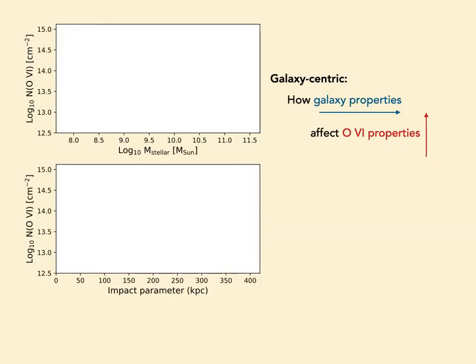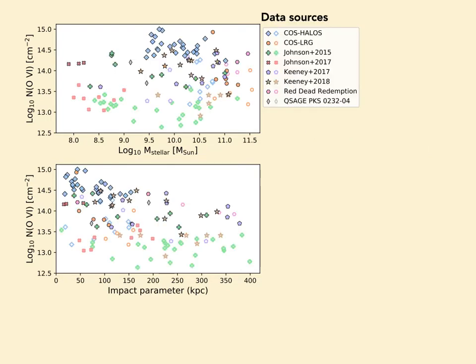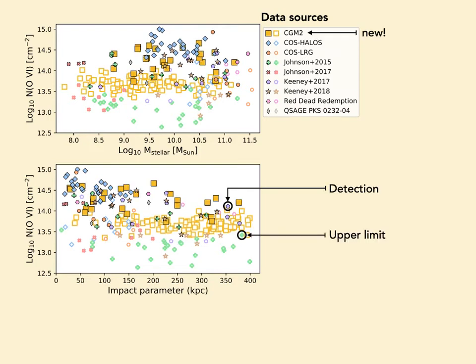This study is galaxy-centric. We want to know how host galaxy properties affect O6 properties. To enable this study, we combine data from the literature with our new CGM Squared measurements. This gives us a large sample covering a broad range of stellar masses and impact parameters.